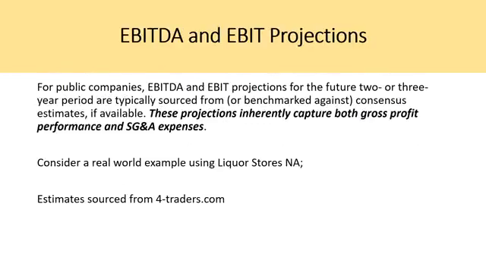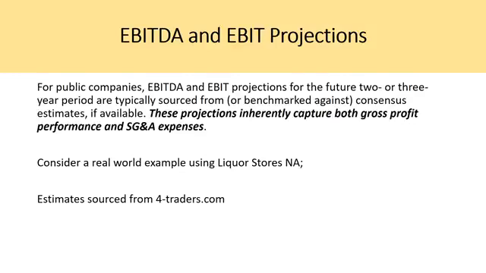So what about EBITDA and EBIT projections? For public companies, EBITDA and EBIT projections for the future 2 or 3 year period are typically sourced from consensus estimates, if available. These projections inherently capture both gross profit performance and SG&A expenses. Once again, we talked about how you can use equity research projections for sales. You can also use the projections of EBITDA and EBIT for your model for the first 2 to 3 years, because usually the research reports will project sales, EBITDA, and EBIT, right? And of course, you can find the difference between EBITDA and EBIT to get your depreciation and amortization projection as well. But we'll talk about that later.